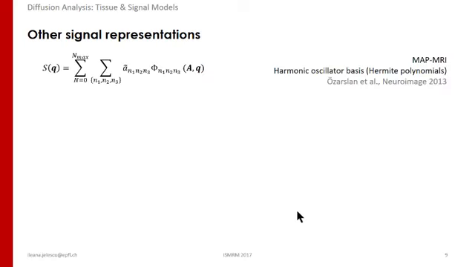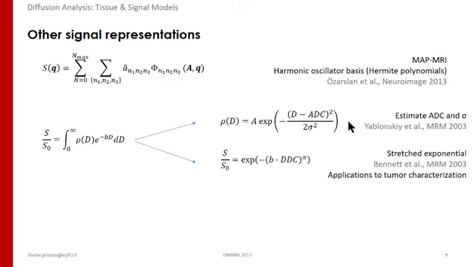Other signal representations, of course: you can pretty much use any basis of functions that you like to approximate your signal. So here, for example, Özarslan et al. proposed using a harmonic oscillator basis to describe the signal. This is dubbed MAP-MRI.